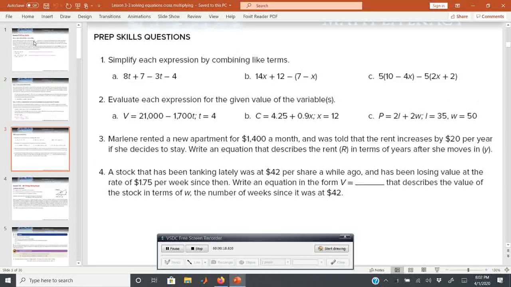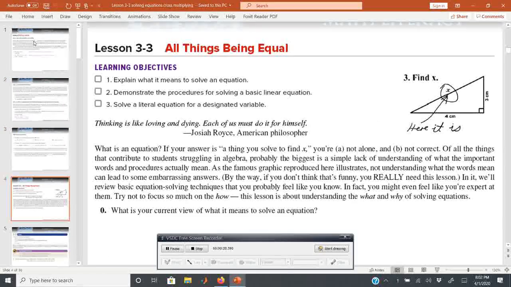We're going to be working with equations and expressions again. As you notice, combining like terms is going to be important. The title of the lesson is All Things Being Equal. We're actually starting to talk more. In the last lesson we set up equations, we established equations. Now we're talking about what's typically called solving equations.